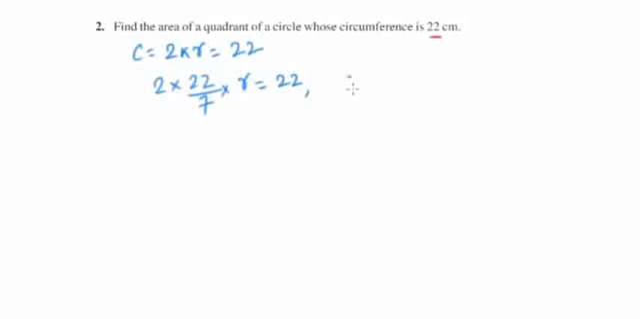From here we will get the value of radius, that equals 22 multiplied by 7 divided by 22 into 2. On cross multiplication we will get 22 multiplied by 7 divided by 2 into 22. And we know that 22 divided by 22 is basically 1. So we have got the radius as 7 divided by 2 centimeter.